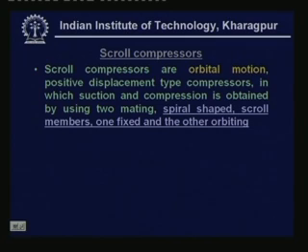Scroll compressors are orbital motion positive displacement type compressors, in which suction and compression is obtained by using two mating spiral shaped scroll members, one fixed and the other orbiting. That means basically what we have here is two spiral shaped scroll members, and one of them is fixed and the other one is orbiting. Okay, so let me just show a downloaded clip.